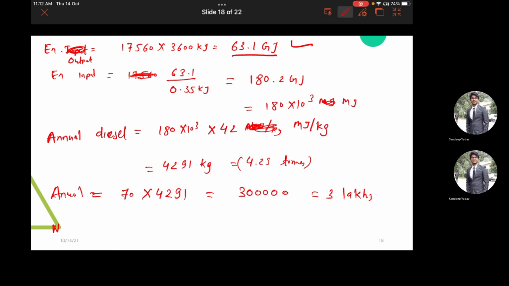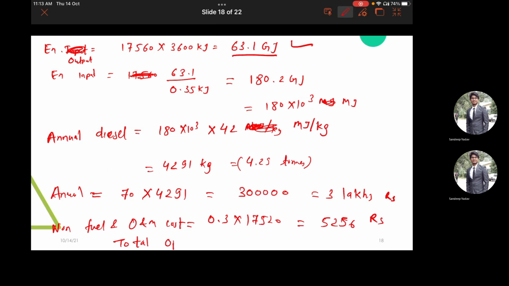And non-fuel and O&M cost is 0.3 into 17520, that is 5256 rupees. But total operating cost will be 3.05 lakhs.